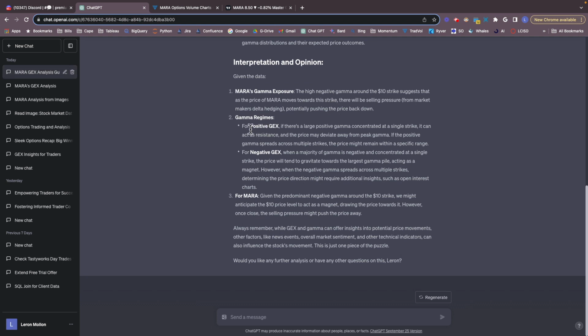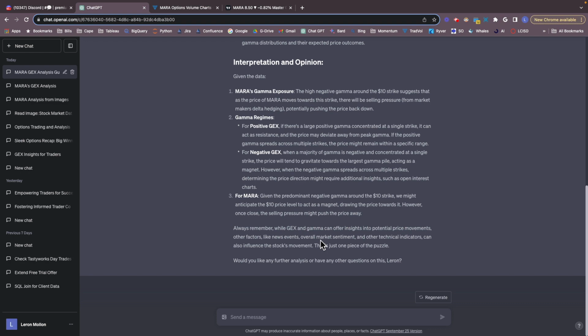And it says for gamma regimes, depending on what the gamma regime is, which you always look at tomorrow at the open where you get the new numbers, it gives you a good idea how to do this. And given prominent data around the $10 strike, it anticipates it to act like a magnet towards the price level. However, once close, the selling pressure might push the price away. So what I'm saying here is that if it gets close to $10, I'm going to be looking to exit and get Mara puts tomorrow.